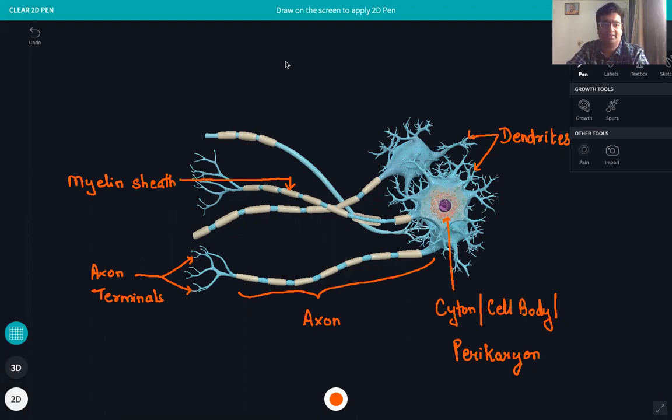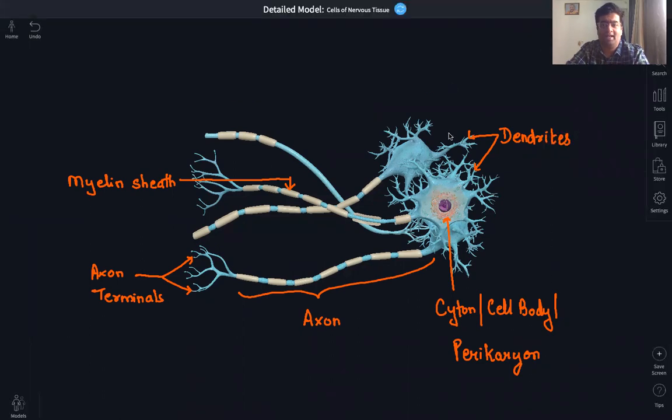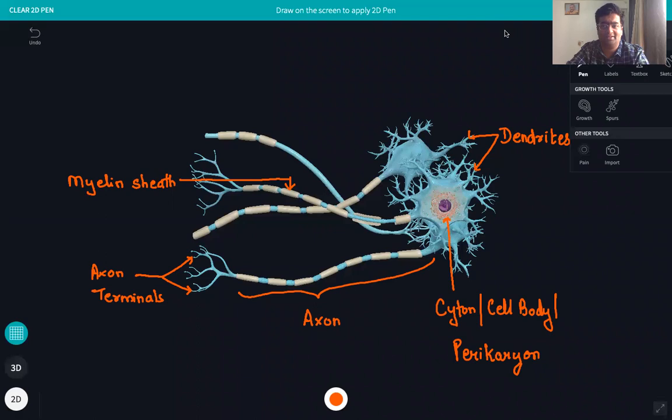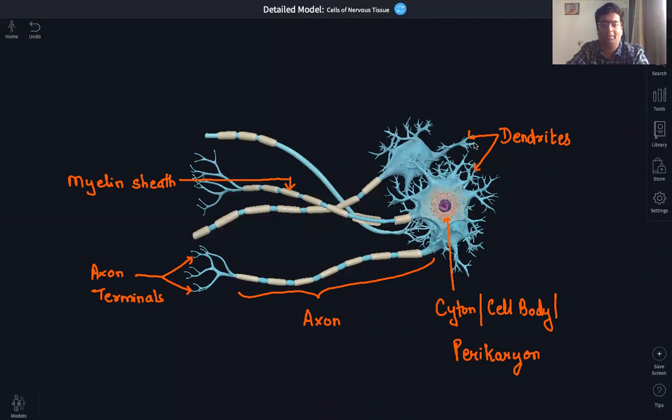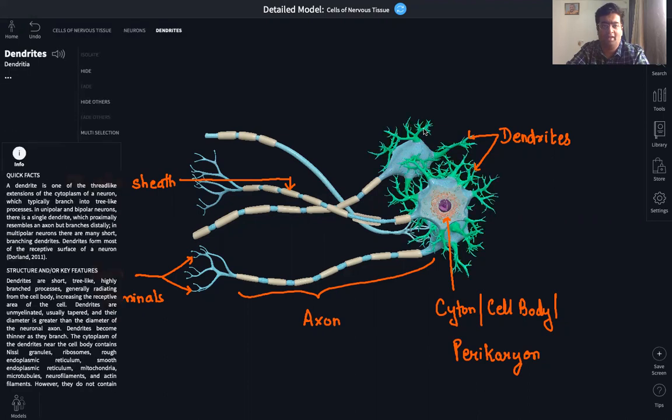Now, as far as the dendrites are concerned, the dendrites are basically the short and branched processes which extend out from the cyton or the perikaryon. You can see the ones that are highlighted in green right now on your screen. They are short and branched, and they arise from the cyton. So there are several dendrites that arise from the cyton, and these are responsible for transmitting the impulse towards the cyton or the perikaryon.